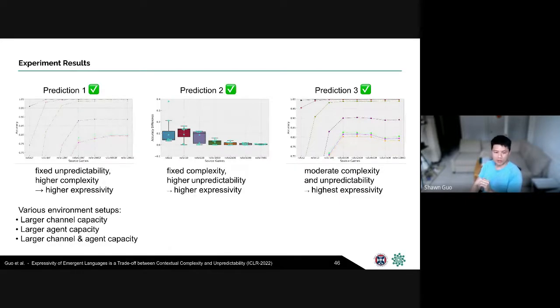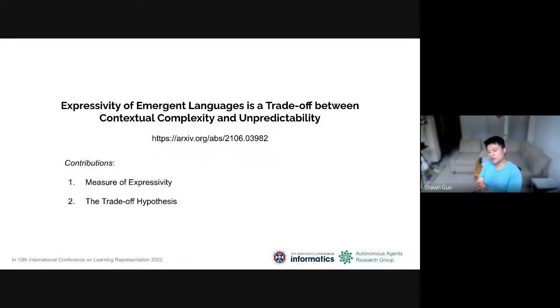Overall, in this work, we first proposed a measure of expressivity based on the partial ordering between emergent languages in terms of their generalization performance across environments. We also proposed and verified the trade-off hypothesis about the determining factors of expressivity, that is, contextual complexity and unpredictability. So yeah, that's all.